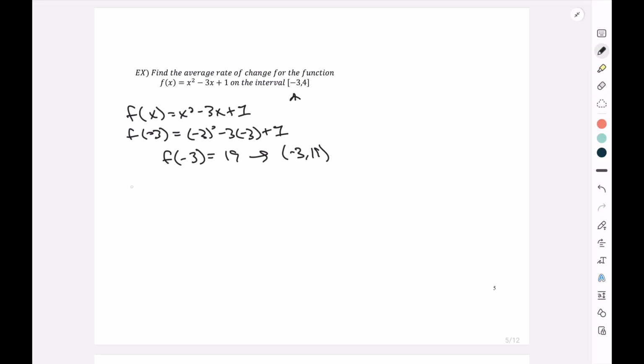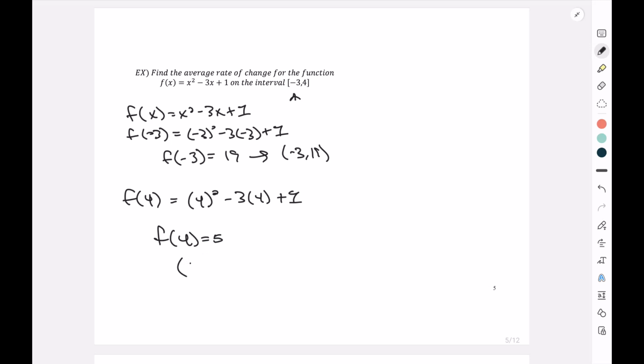If we plug in 4, we can see that f of 4 is equal to 4 squared minus 3 times 4 plus 1. If we plug that into our calculator as well, we're going to see that it is equal to 5.